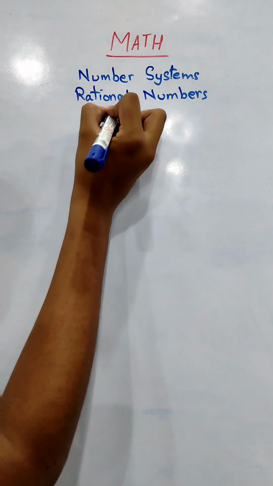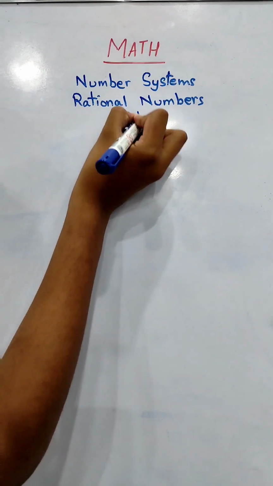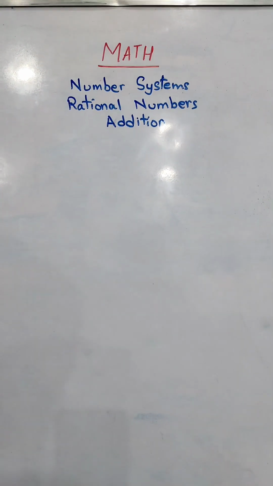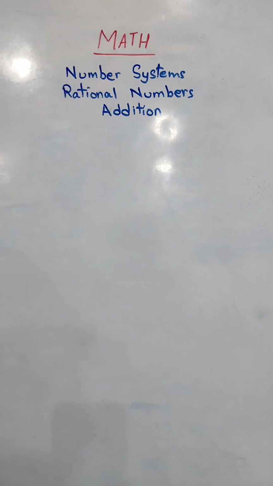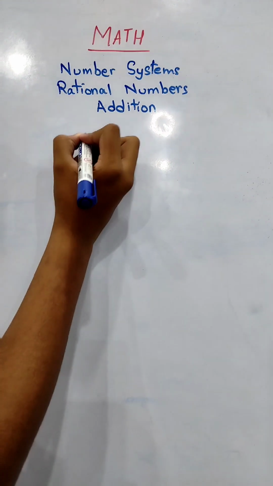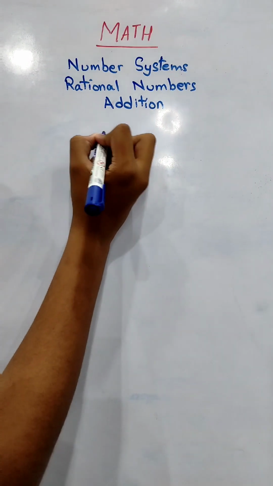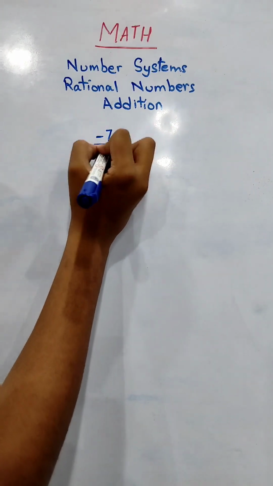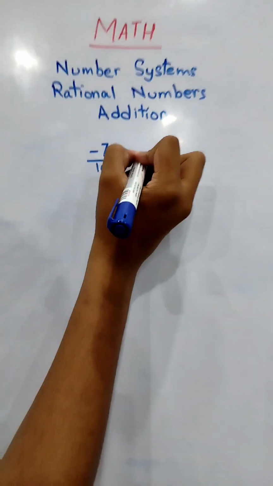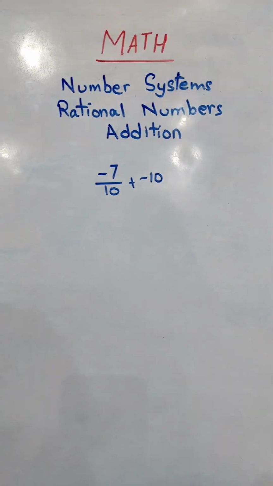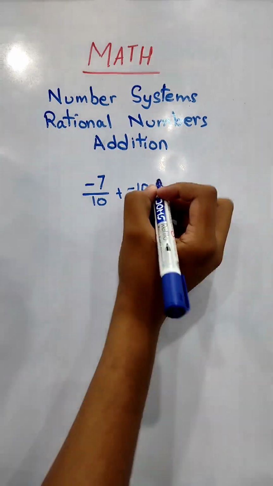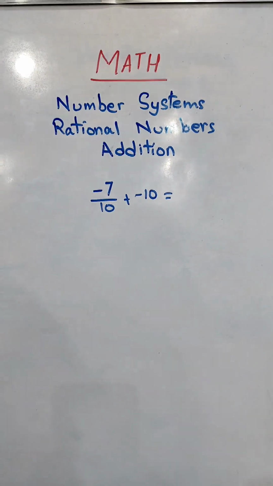So now let's come over to addition of rational numbers. Now let's see how we can actually add these rational numbers. It's the same way how we add two fractions. So for example, let's take the same rational number we had taken earlier, that is -7 by 10, and let's add it with -10. If you remember, earlier we took these two examples, one being an integer and one being a rational number.